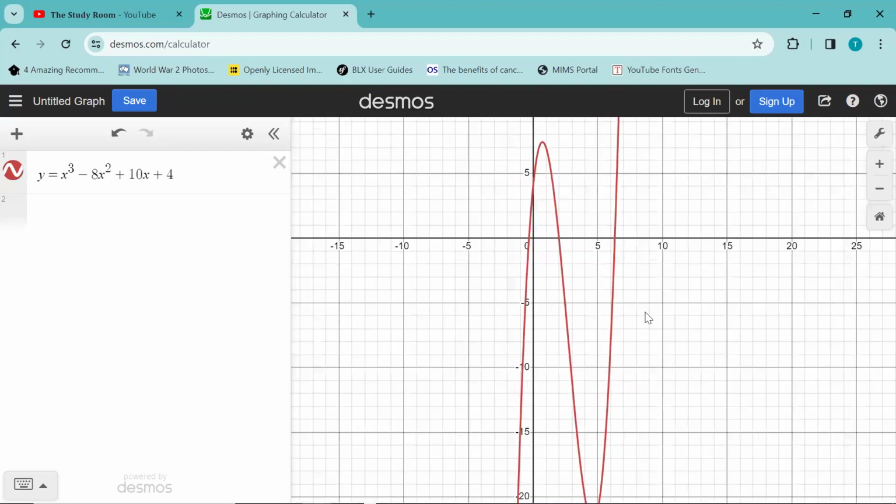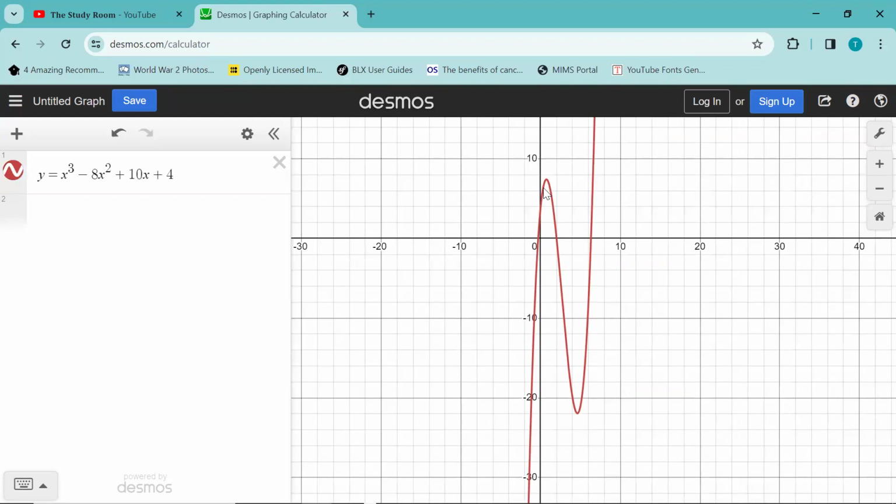It actually has two turning points. Typically, if the function is degree 3, then you will have two turning points. If it's degree 2, a quadratic, it has just one turning point. So this is how it works.